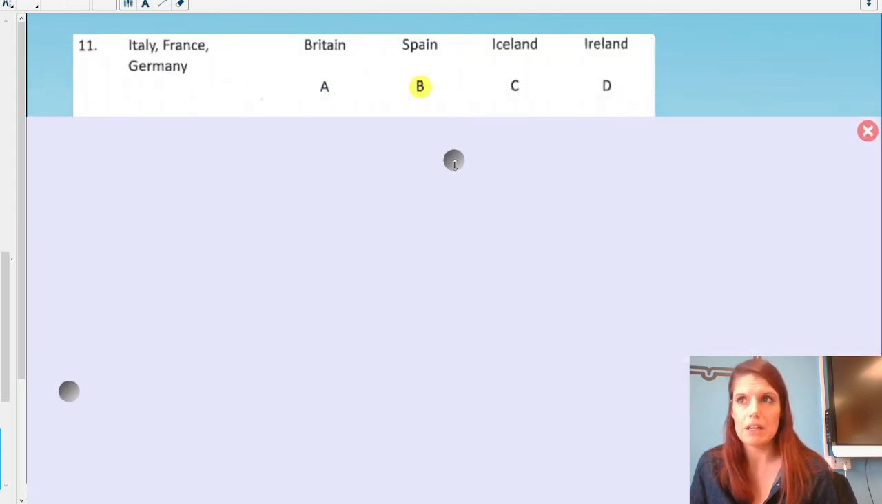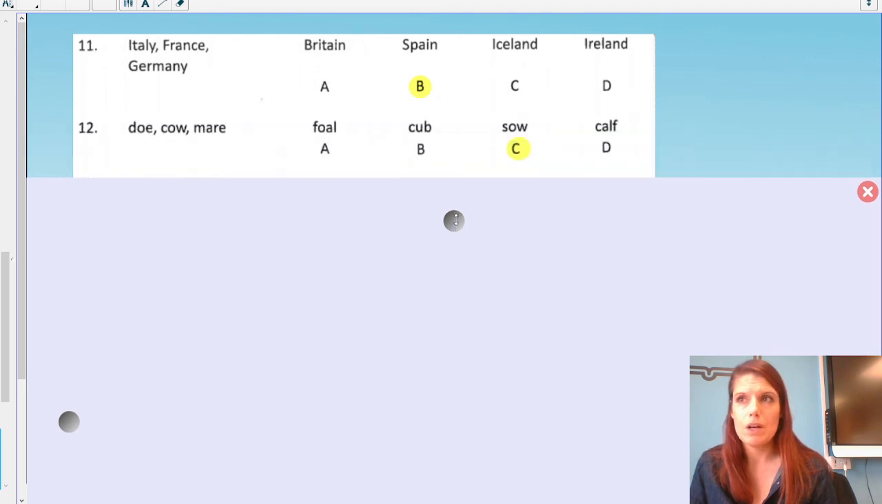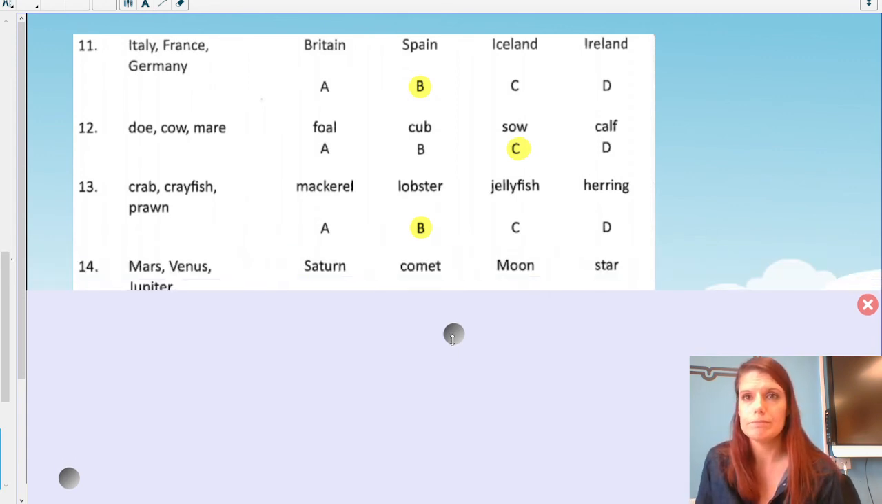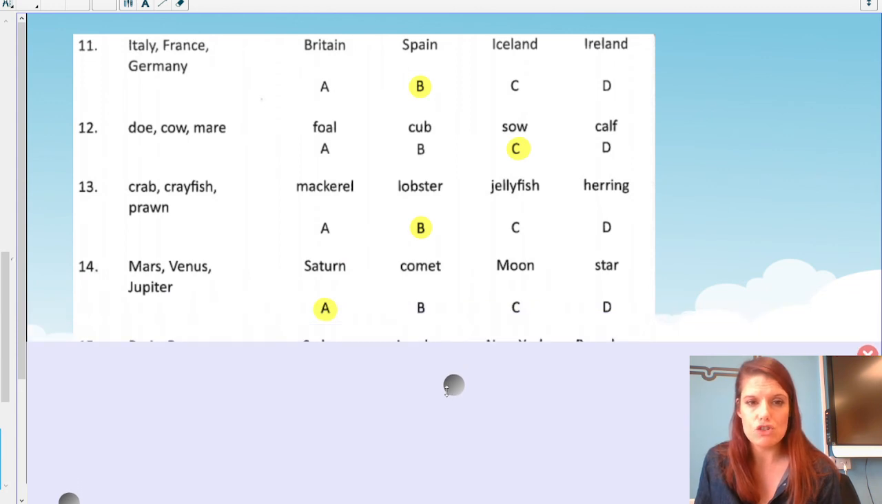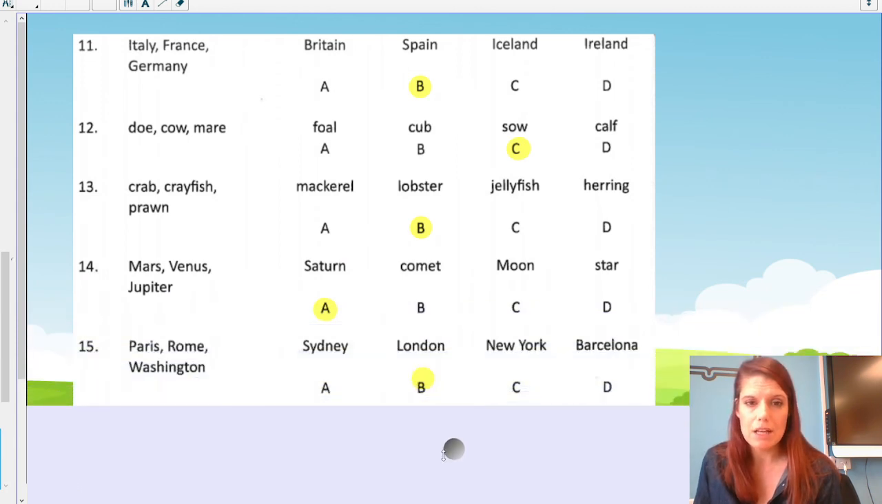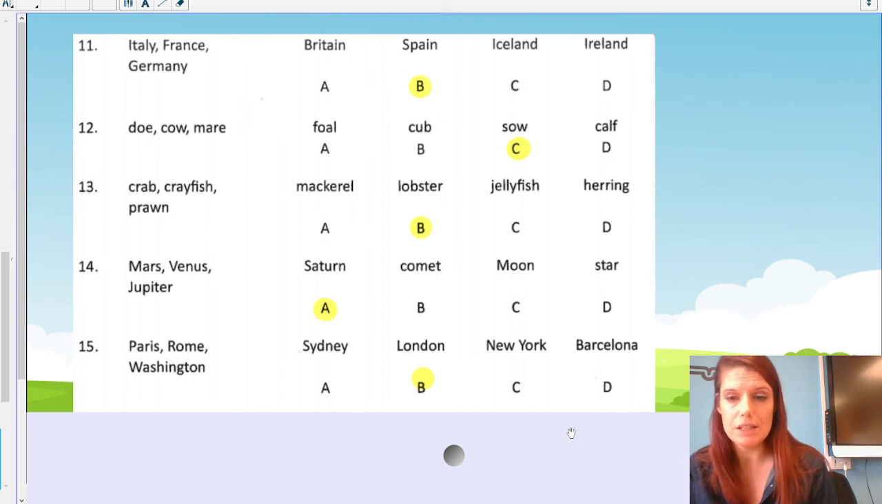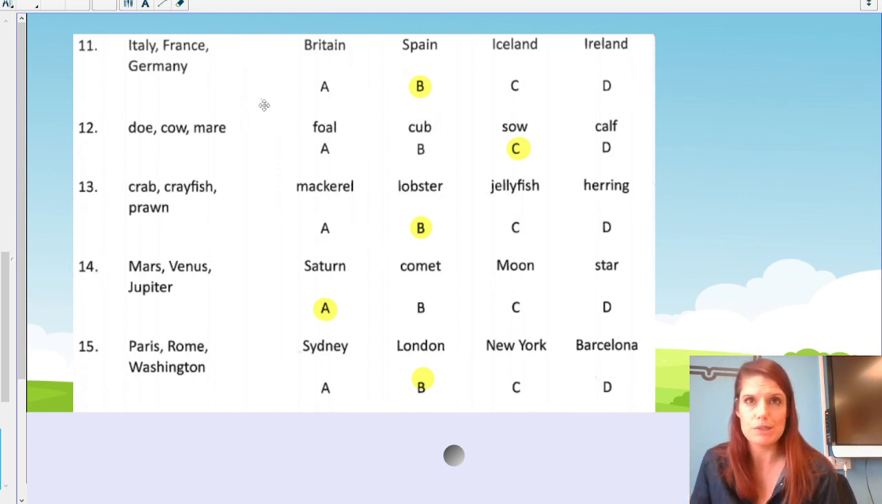Spain is another European country. Sow, doe, cow, and mare are all names for adult female animals. A lobster belongs to the same genus as crab, crayfish, and prawns. Mars, Venus, Jupiter, and Saturn are all planets. London is another capital city, like Paris, Rome, and Washington. Sydney, New York, and Barcelona are all very, very well-known cities in their relevant countries, but they are not capitals.